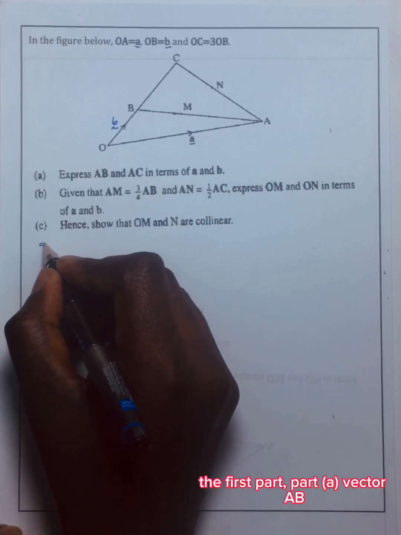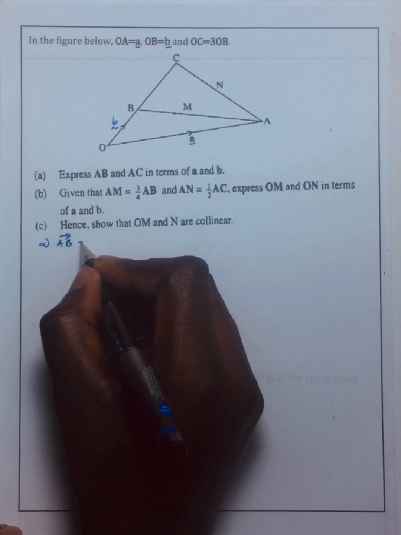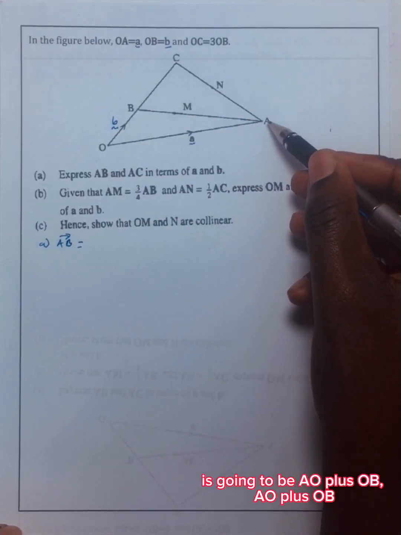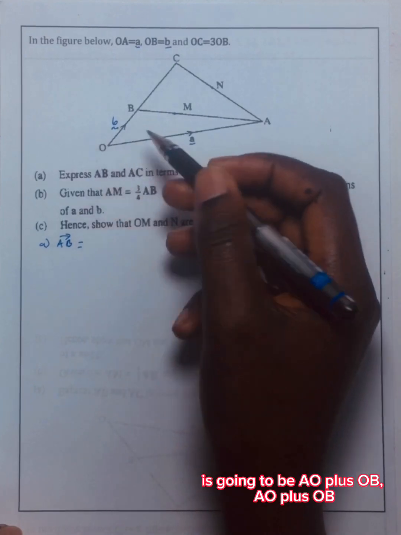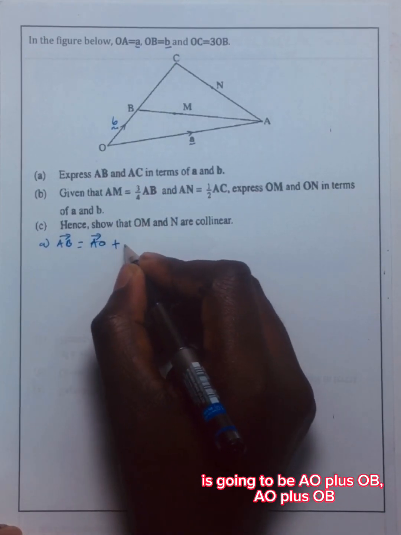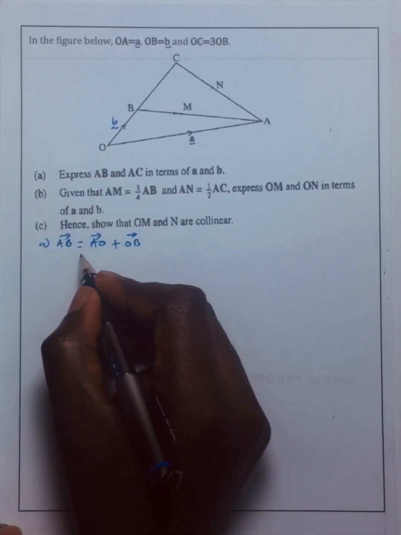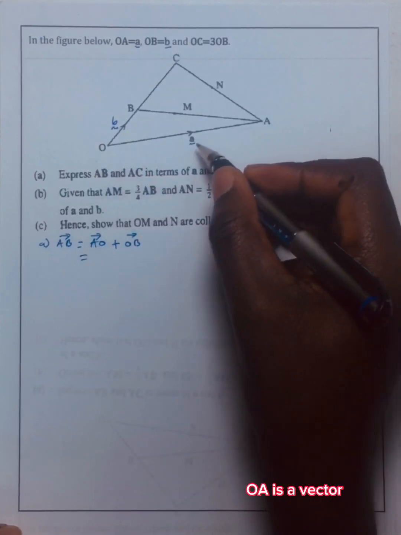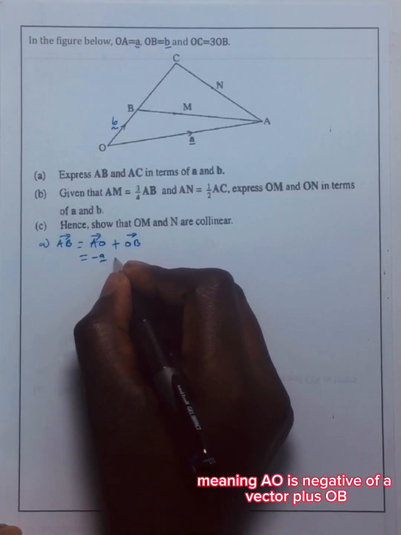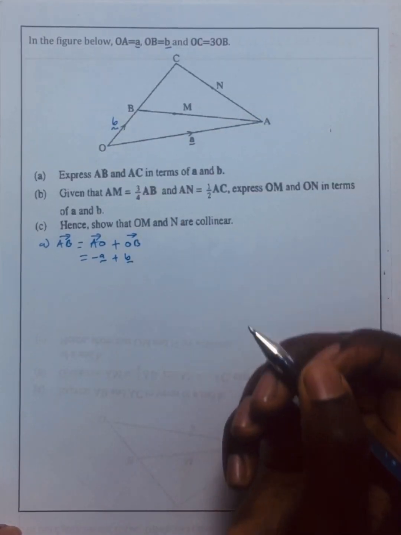So for the first part, the vector AB is going to be AO plus OB. OA is vector A, meaning AO is negative vector A, plus OB, which is vector B.